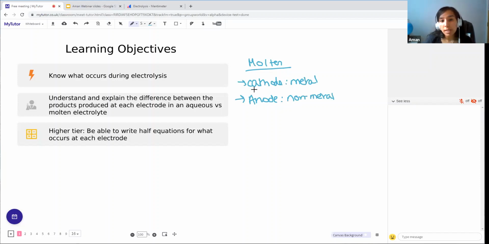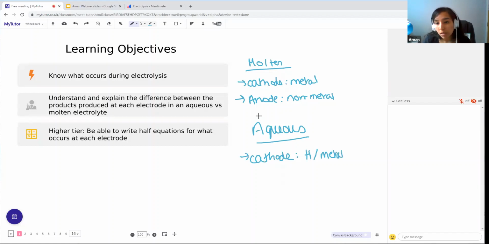What's more tricky though is the aqueous solutions. So with aqueous electrolytes, at the cathode, we will either produce hydrogen or the metal. And what's really important is how reactive that metal is. So if the metal is more reactive than hydrogen, we produce hydrogen. If the metal is less reactive than hydrogen, we produce the metal. So what I'll do is I'll put: metal more reactive than hydrogen, then we produce hydrogen.